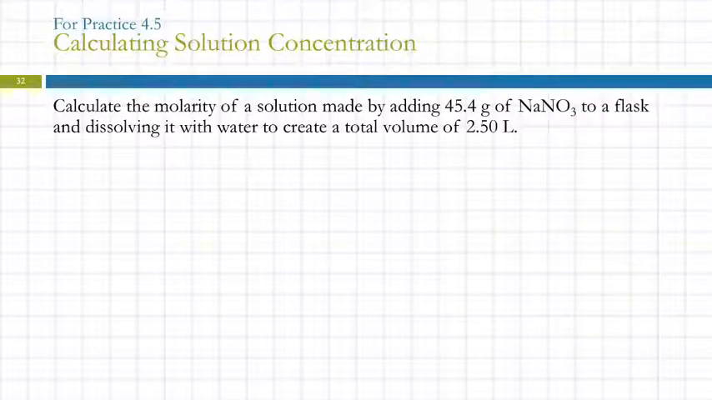So let's do a calculation. Calculate the molarity of a solution made by adding 45.4 grams of sodium nitrate to a flask and dissolving it with water to create a total volume of 2.50 liters. So they're asking for molarity. So here we need to use an equation.